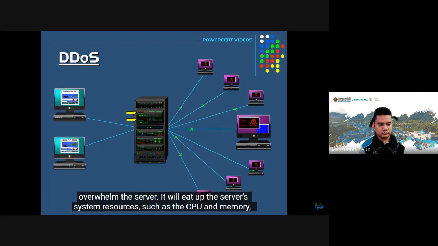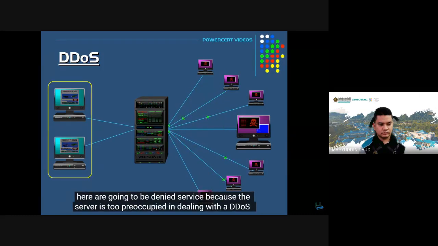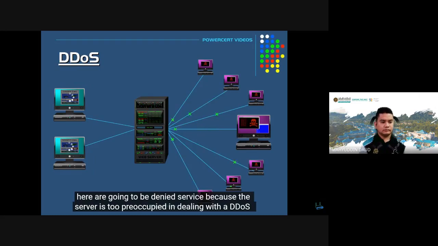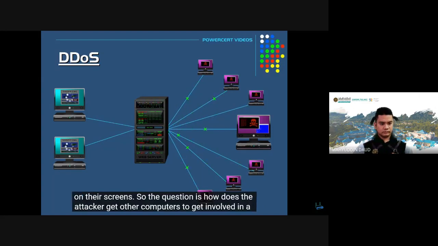It will eat up the server's system resources, such as the CPU and memory, and it will also eat up network bandwidth. So as a result, these legitimate computers over here are going to be denied service because the server is too preoccupied in dealing with a DDoS attack. So the web pages that these computers want to access are either not going to load, or they are going to be very slow in loading, and they'll get that familiar spinning wheel of lag on their screens.